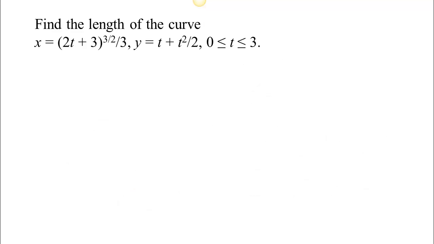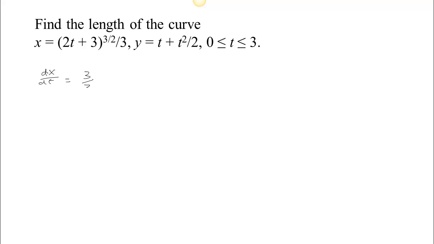So we have this curve, and we want to find its length. So our starting time is 0, our ending time is 3. The first thing we calculate is dx/dt. So to find dx/dt, we have (2t plus 3) to the 3 halves power, all divided by 3.